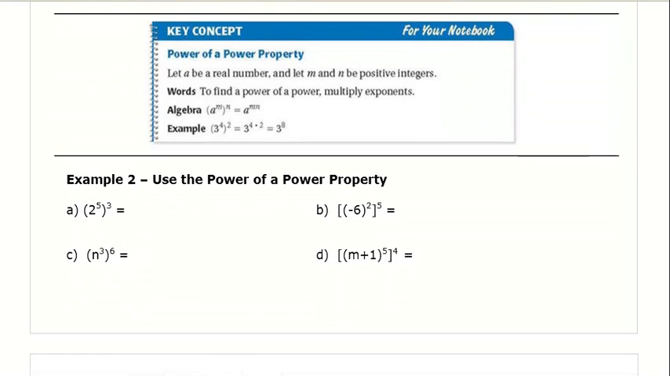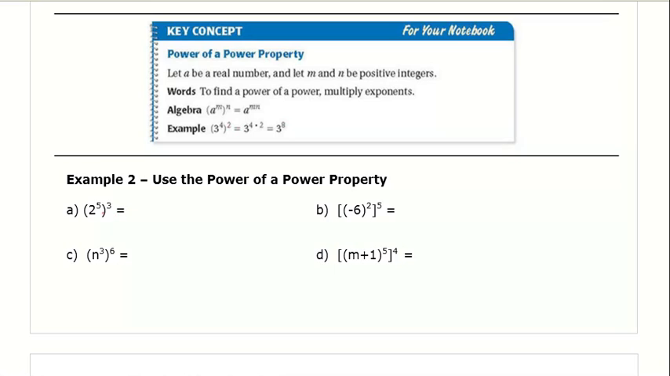Now we're going to move on to the power of a power property. These are all kind of tongue twisters. To find a power of a power, we're going to multiply our exponents together. So in algebra, a to the mth power, that quantity raised to the nth power, is a to the power of m times n. For numbers here, we have 3 to the 4th, but then that quantity is raised to the 2nd power. We're going to multiply our two powers together, and in the end it's 3 to the 8th.